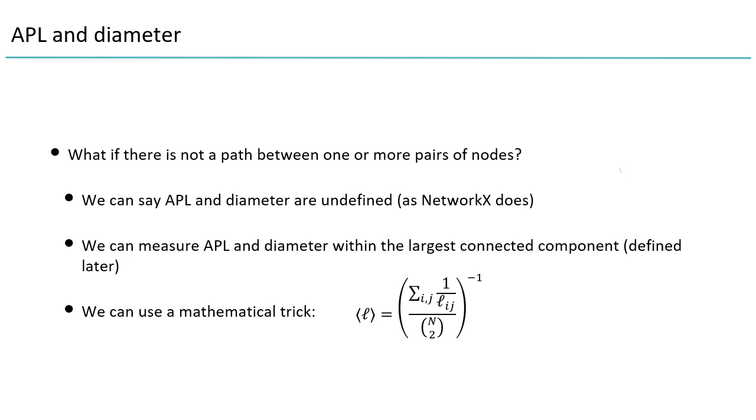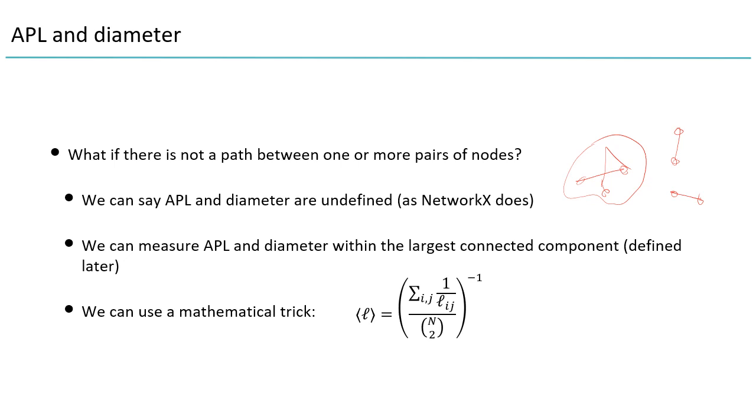Actually, in the network, you have some connected network. This is the largest network, and this is smaller than this one. That is separated from this largest network. Then you can define the average path length in this largest connected component network.